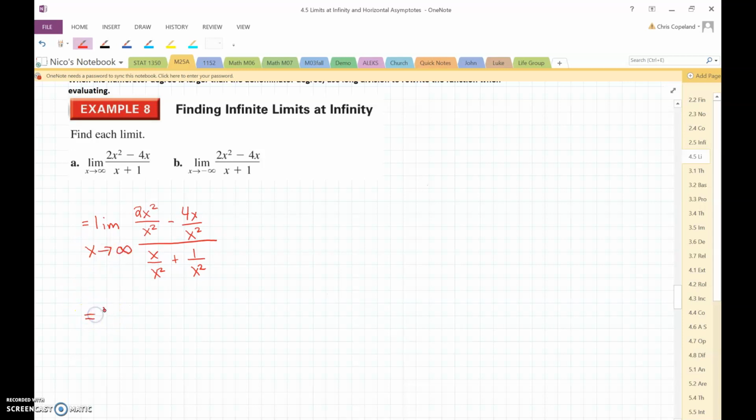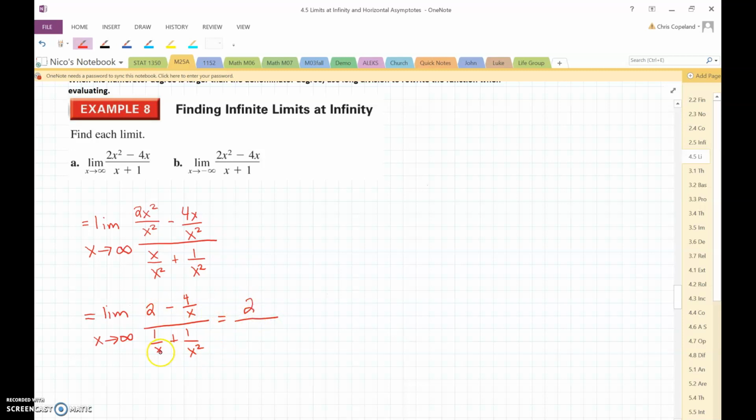Then I'll go ahead and simplify the function. So this would become (2 minus 4 over x) all over (1 over x plus 1 over x squared). Now let's see if we can evaluate the limit. The numerator is going to end up being 2 because 4 divided by infinity, that's 0. So 2 minus 0 would be 2.